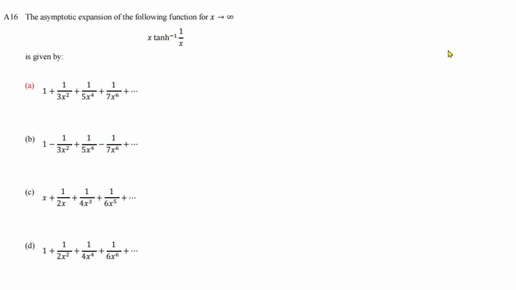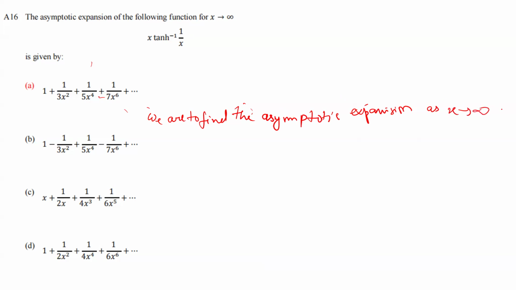So let's first find the asymptotic expansion, as x tends to infinity, of x tan inverse 1 by x, right?